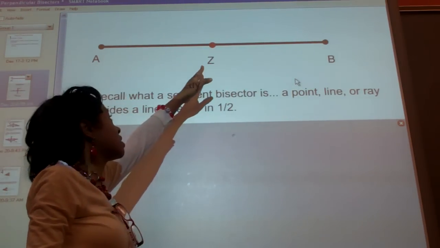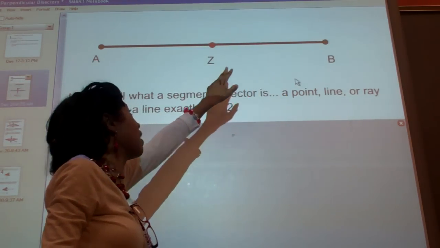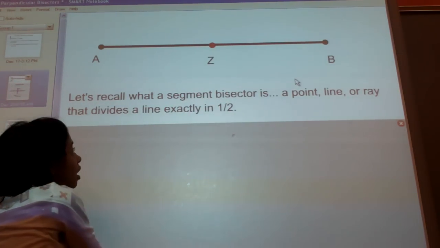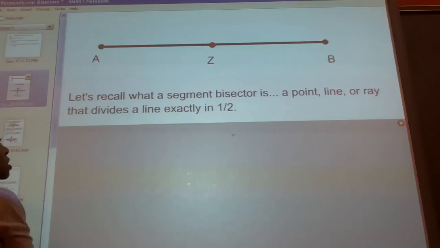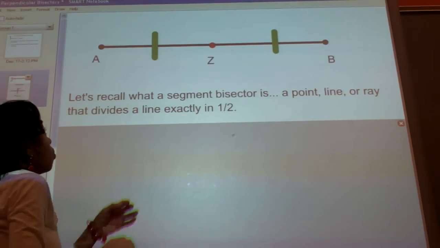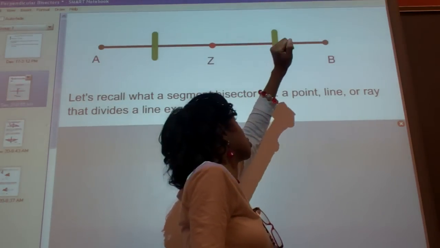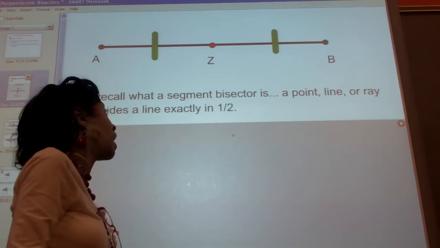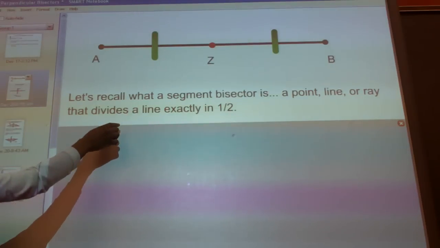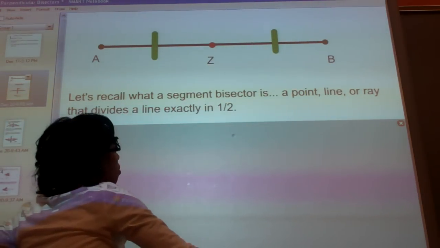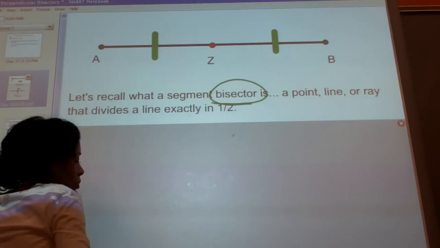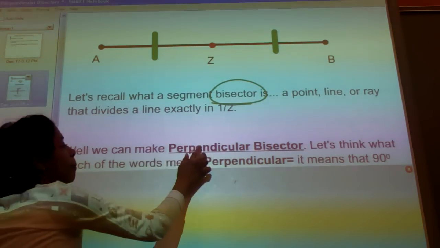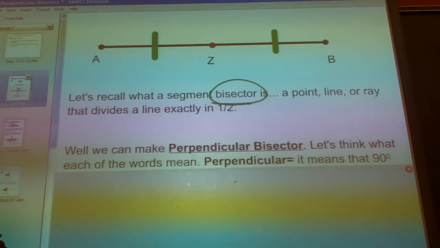When I say that point Z bisects a line segment AB, that means that point Z divides the line segment AB exactly in half. So if we show the congruent symbols here, we know that AZ is congruent to BZ because it has a segment bisector by the name of point Z. Well, we recall that bisector, the key word, means in half. We should be able to determine what a perpendicular bisector is.